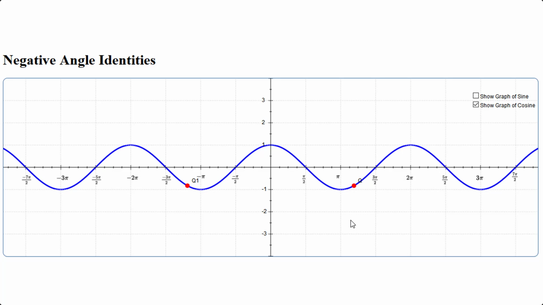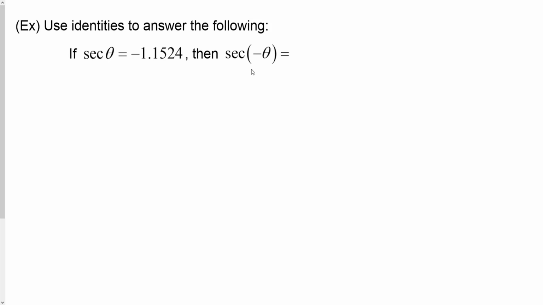So if you do cosine of a negative angle, you're going to get the exact same value as if you did the cosine of that positive angle. So the result there is cosine of negative theta is just equal to cosine of theta. Let's look at some examples of how some of these identities are used.